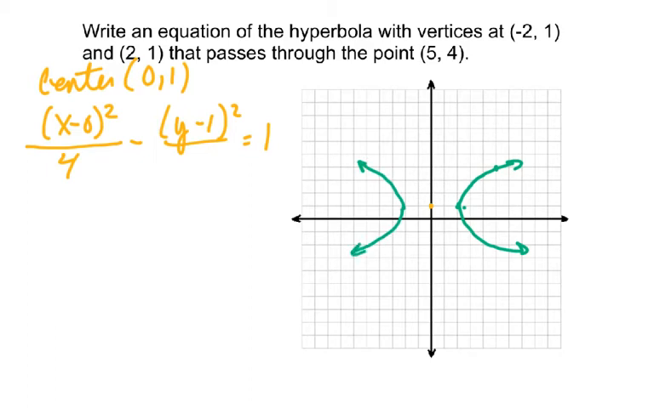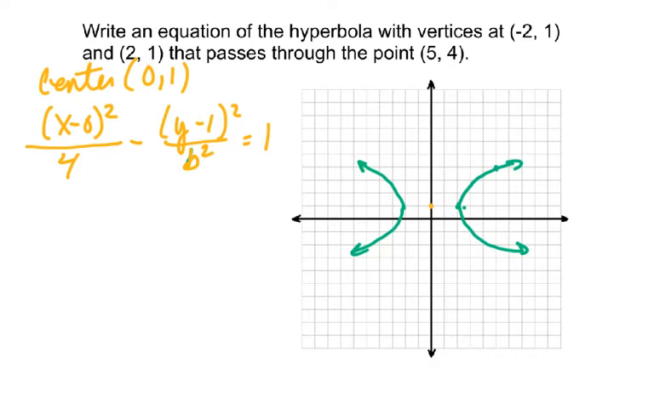So we know it looks something like this. And then we know we have to put b squared underneath our (y minus 1) term. So what do we do now? Well, we know the point 5, 4 is on the hyperbola. So we can plug in 5, 4 for our x and y coordinate and solve for b squared.